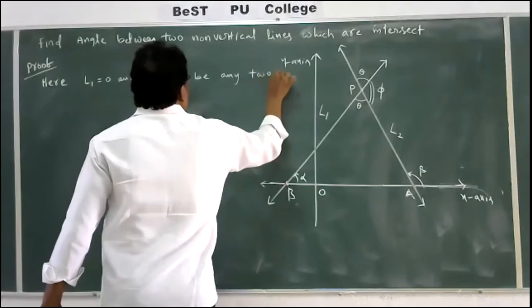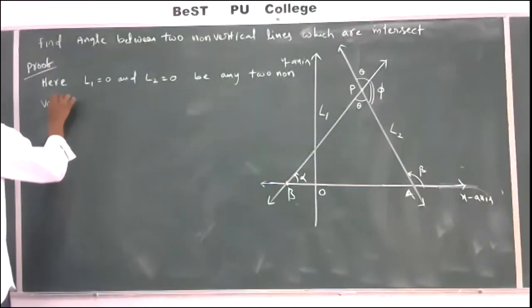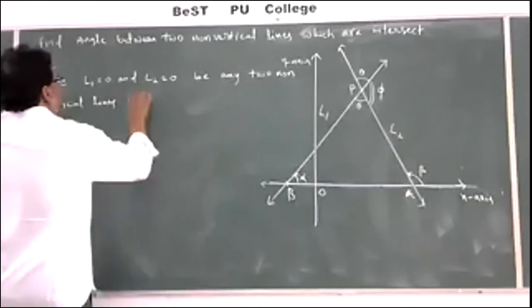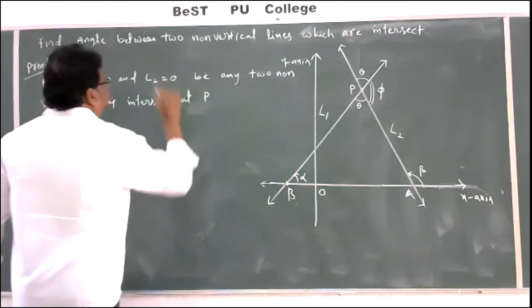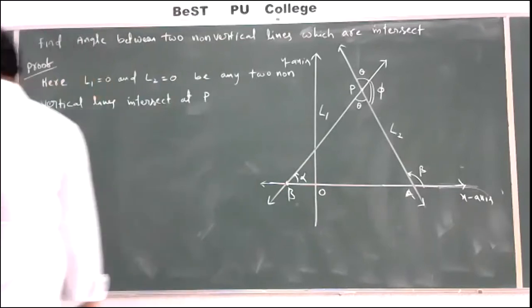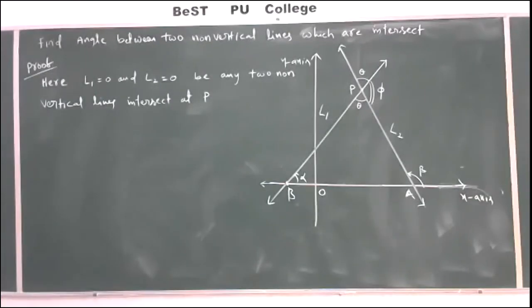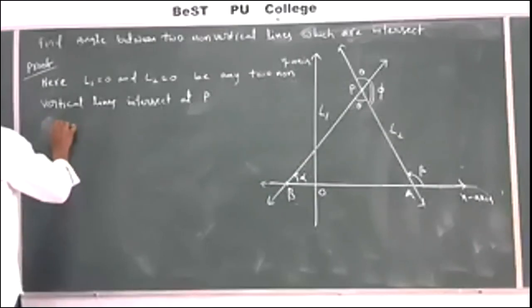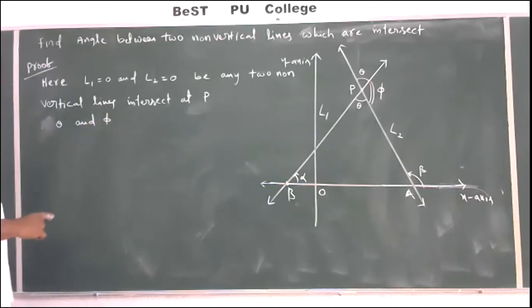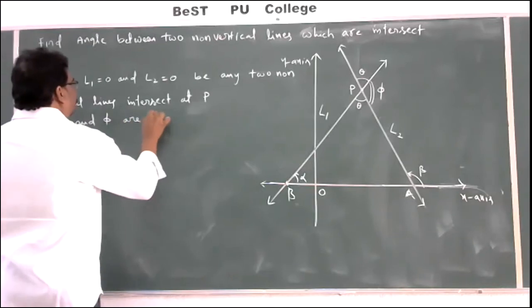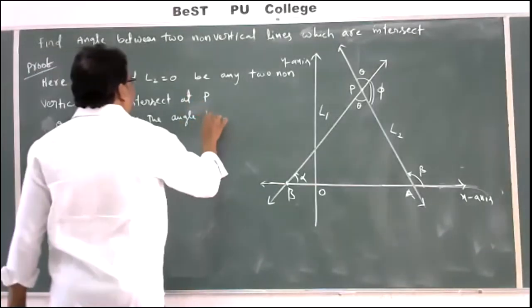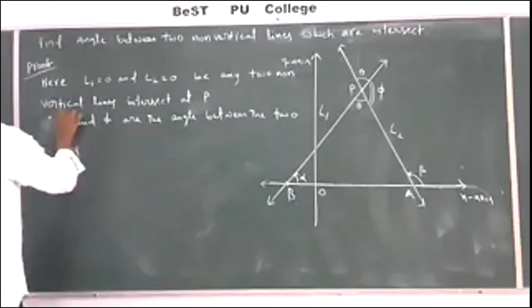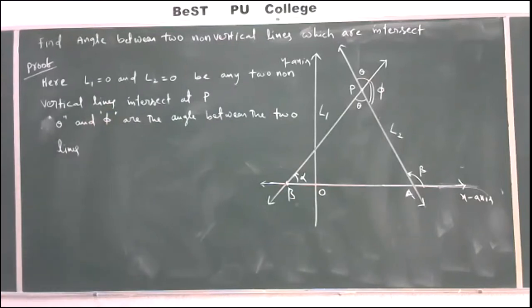Any two non-vertical lines intersect at P. Theta and phi are the angles between the two lines.